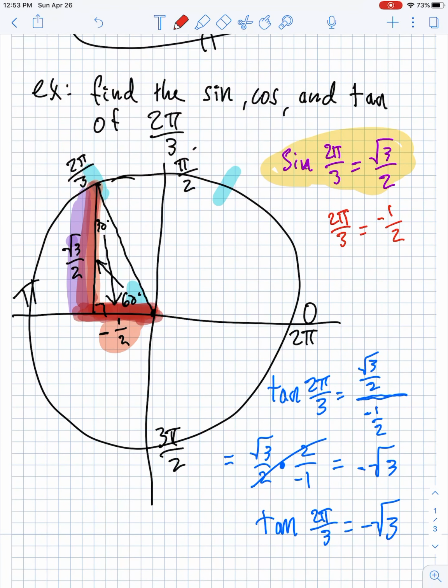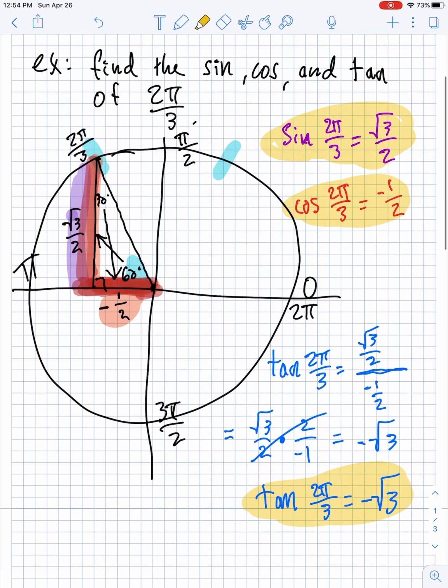So let me switch back to red. I was finding the cosine there. Cosine of 2 pi over 3 is negative 1/2. So back to my highlighter. Second answer, cosine of 2 pi over 3 is negative 1/2. It's the base of the triangle. Sine is the height. Cosine is the base. Tangent is like the slope of the hypotenuse, or just opposite over adjacent, but the tangent is negative root 3.